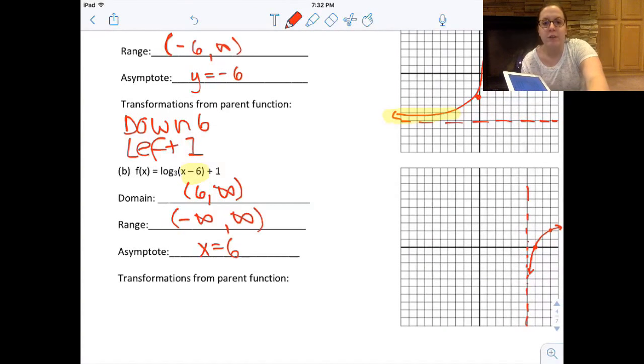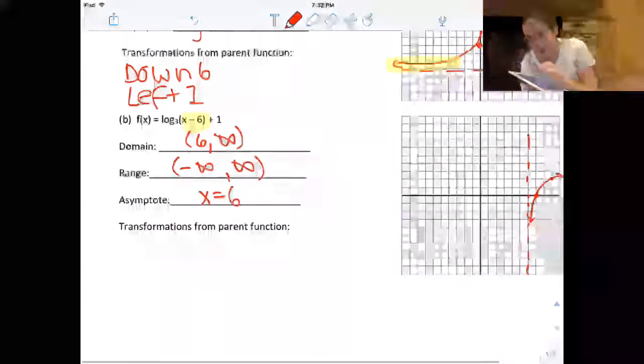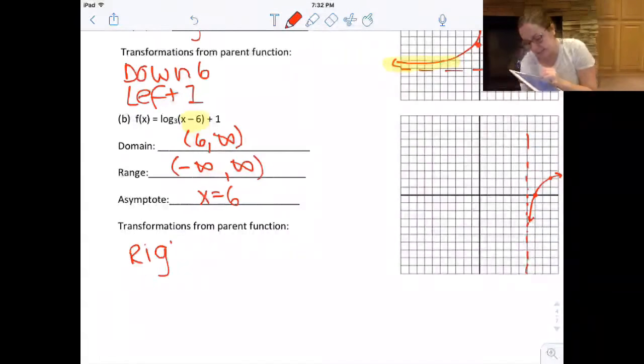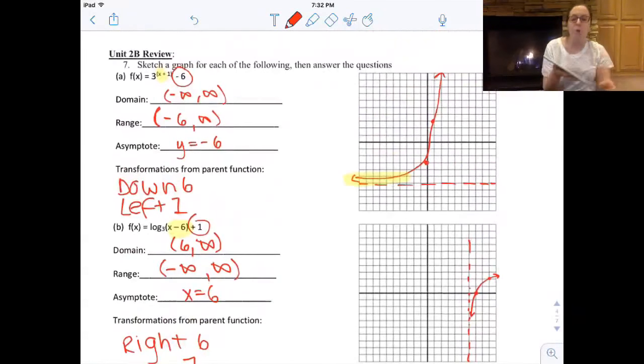Make sure that you look at those asymptotes, which one is x equals, which one is y equals. The easiest way to tell is look at which axis it crosses. The y equals crosses the y-axis at that point. The x equals crosses the x-axis at that point. So that's really the easiest way to tell there.